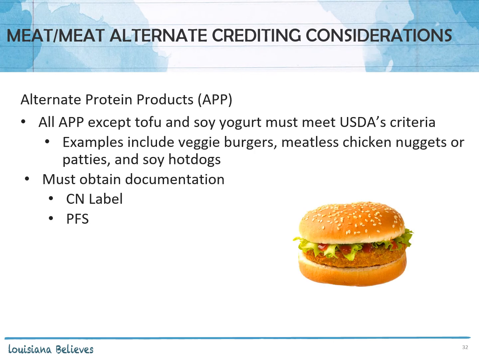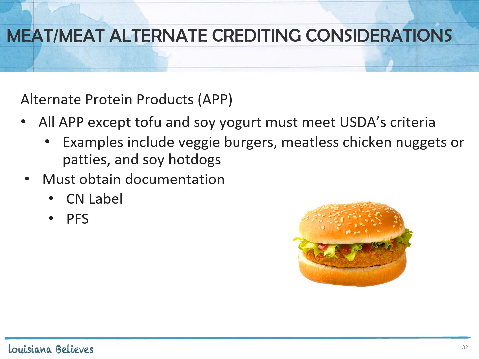Alternate protein products include vegetable-based protein sources and non-vegetable-based protein sources. Examples include veggie burgers, meatless chicken nuggets or patties, and soy hot dogs. All alternate protein products other than tofu and soy yogurt must meet the criteria specified in the USDA federal regulations for school meals. We will not review this information today as the requirements are complicated.